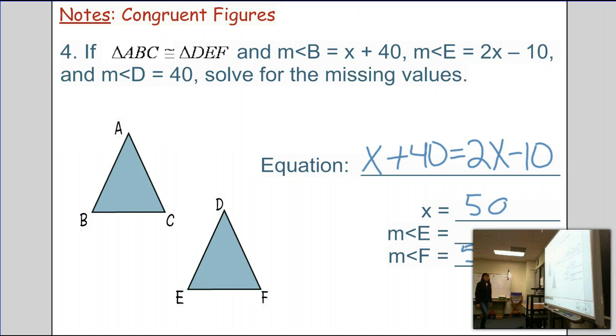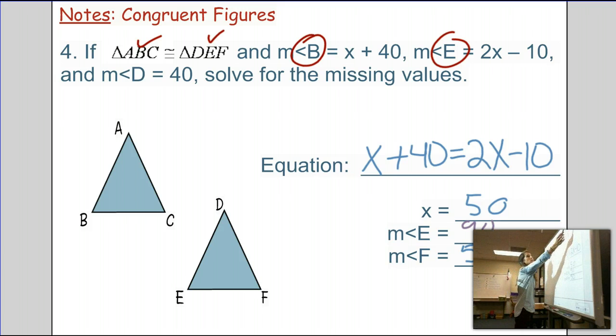Yes, X is 50. Yes, angle F is 50. And angle E is 90. Figure not drawn to scale, obviously, right? Those are not right triangles. Okay, so how do we do this? We found out that B and E were both listed second. So they must be congruent. They correspond. They go together. They're the same angle. So we set them equal. We got x is 50.